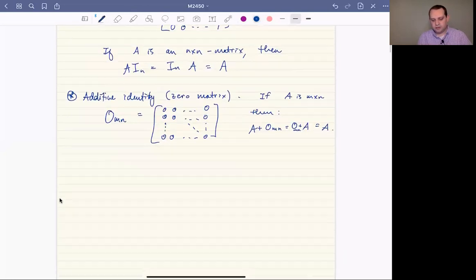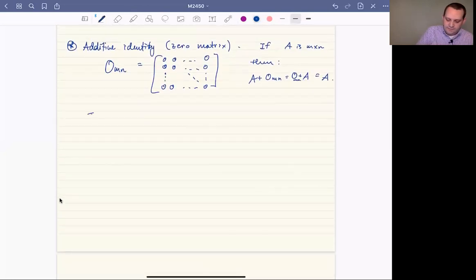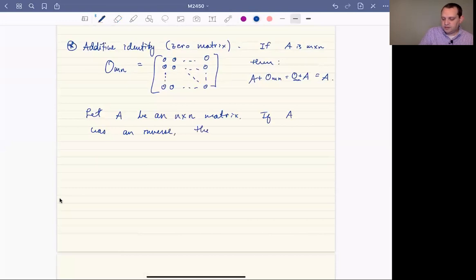A few other things just to talk about, a few other properties. Let A be an n by n matrix. And if A has an inverse, then the inverse is unique. There can be only one inverse if it exists at all. So matrices have at most one inverse. And a few other things just to think about.